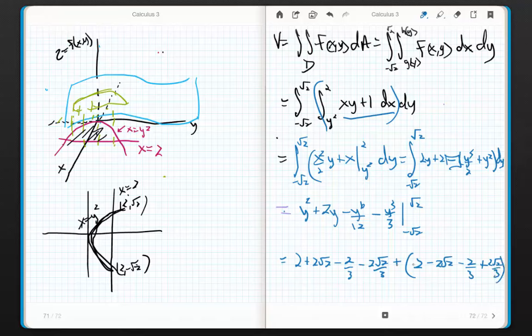This I'm going to turn into a plus, a minus, a plus, and a minus. These guys cancel. These guys cancel. And I end up with 2 root 2 plus 2 root 2, which is 4 root 2. I get minus 4 root 2 over 3, which is 12 root 2 over 3 minus 4 root 2 over 3. That's 8 root 2 over 3. And that's how she works, which is pretty cool.